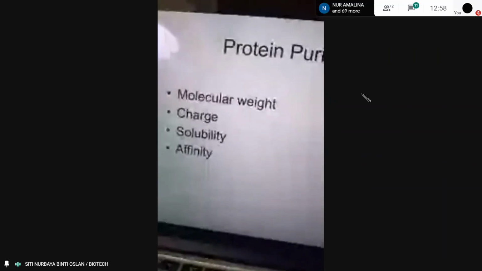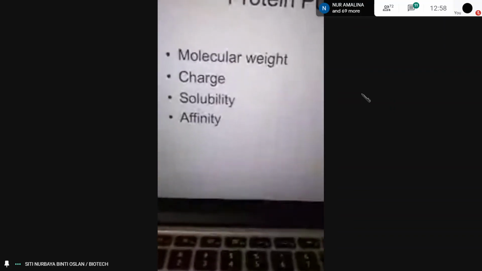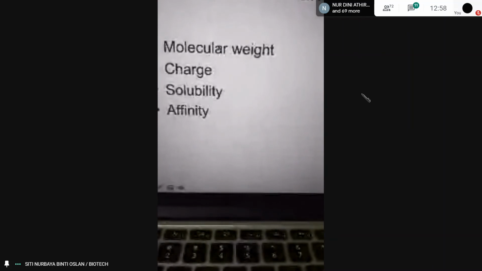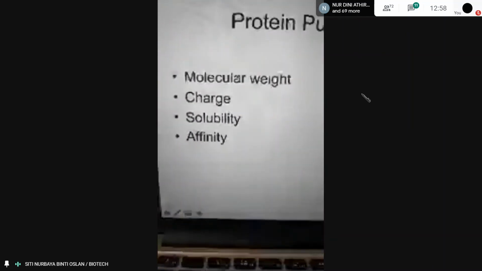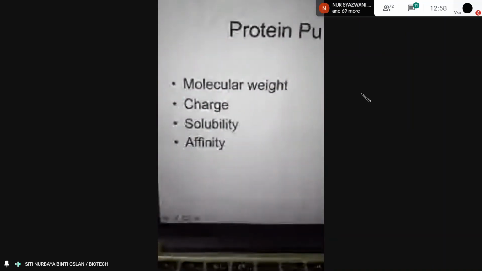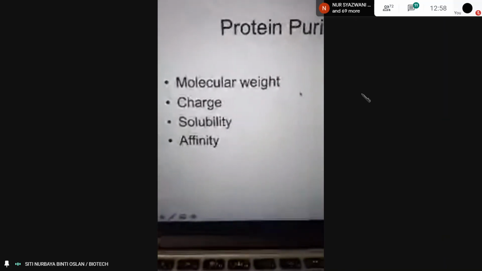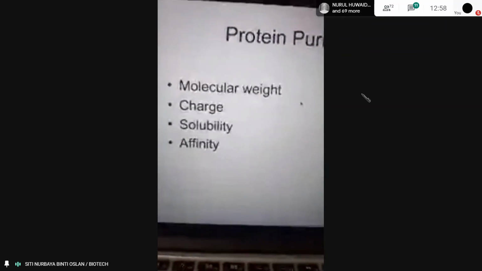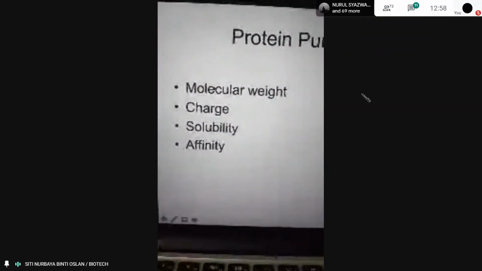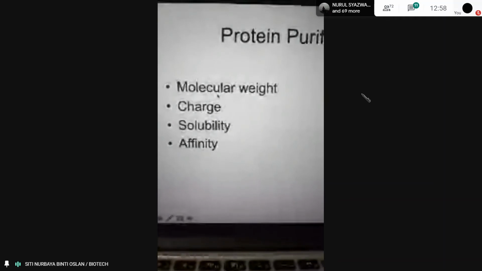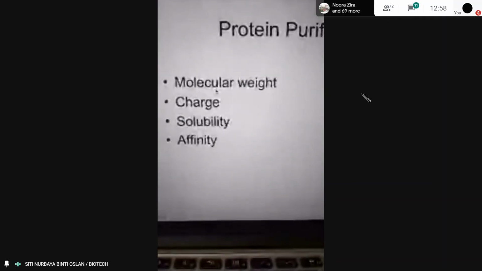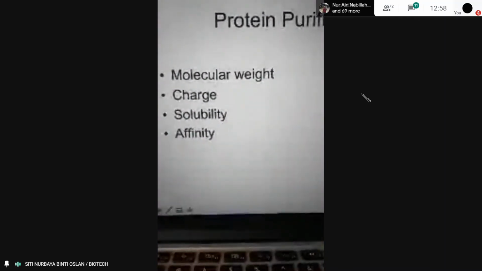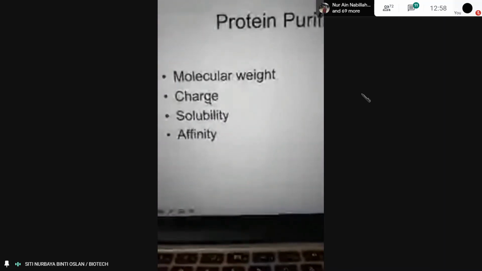Before you start to do the purification, we need to know what we're going to purify. That's why we need to know the properties of the protein. For our case, we want to purify T1 lipase. First, we check the molecular weight of the T1 lipase. And then we need to know the charge, the PI of the T1 lipase.